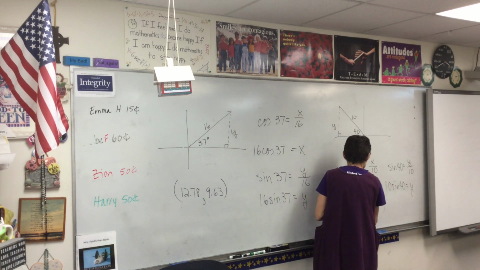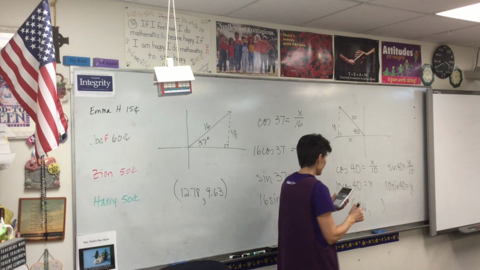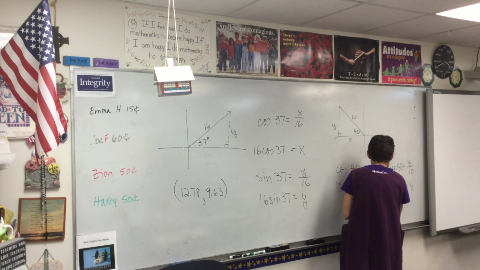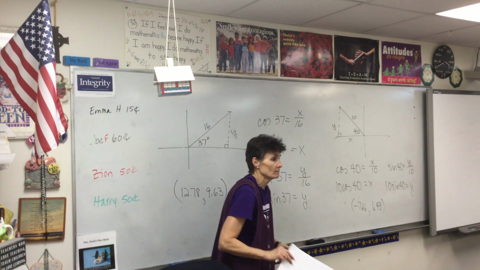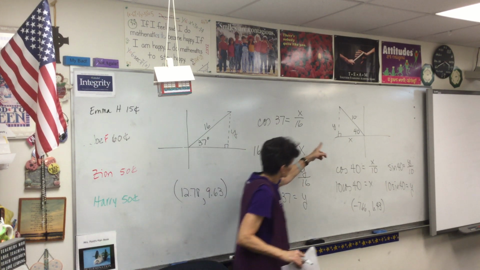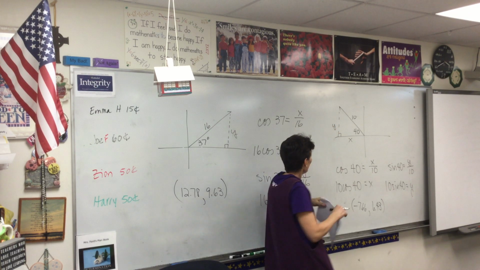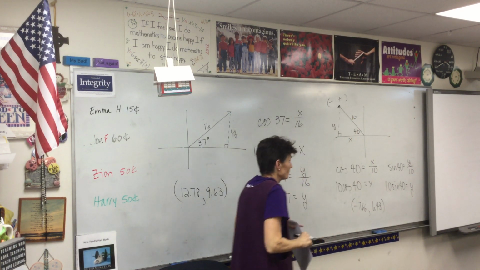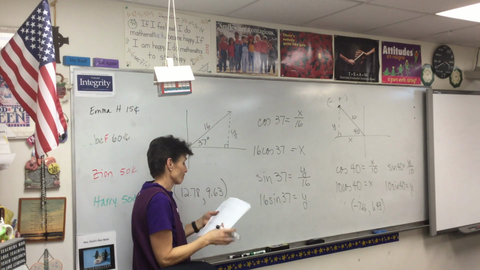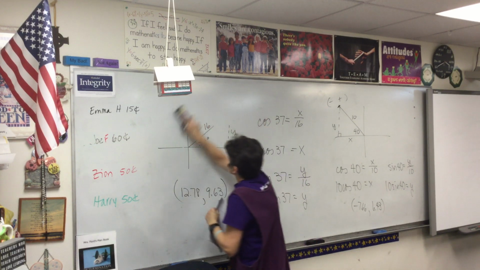Okay, negative 7.66. Now y is not negative. Does everybody see that? We're not making the y negative in this problem. Y is positive. If I plotted this point right here, x would be negative and y would be positive. All right, let's go to C.